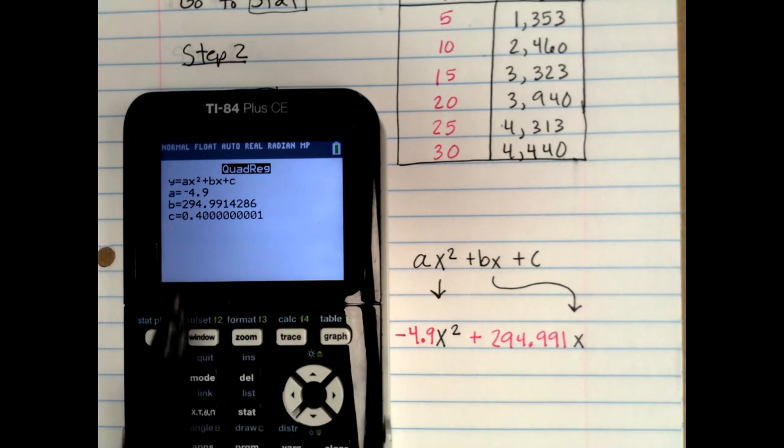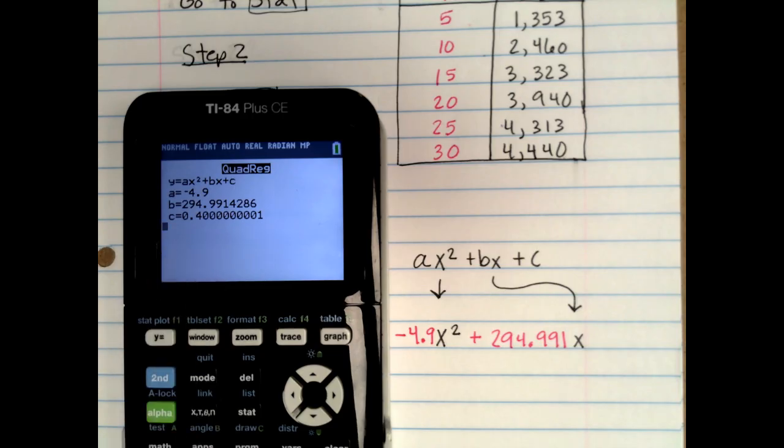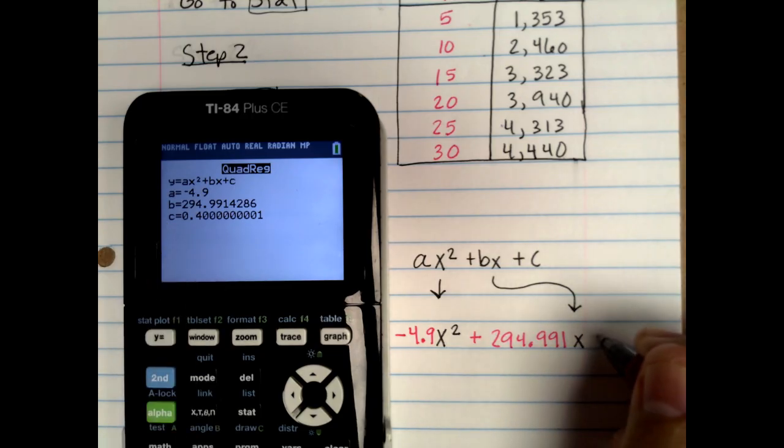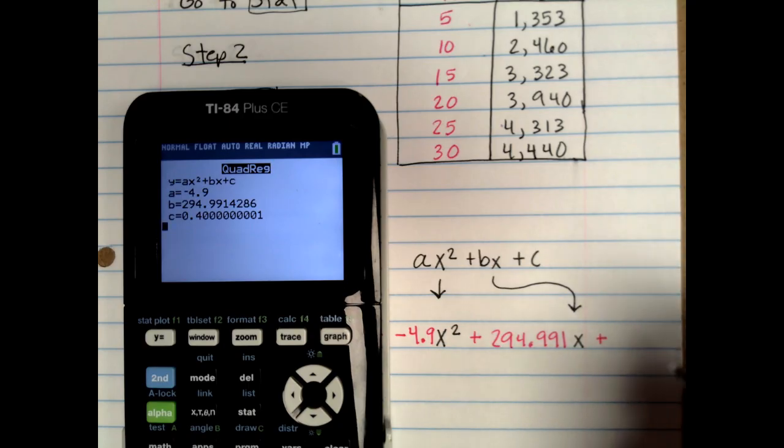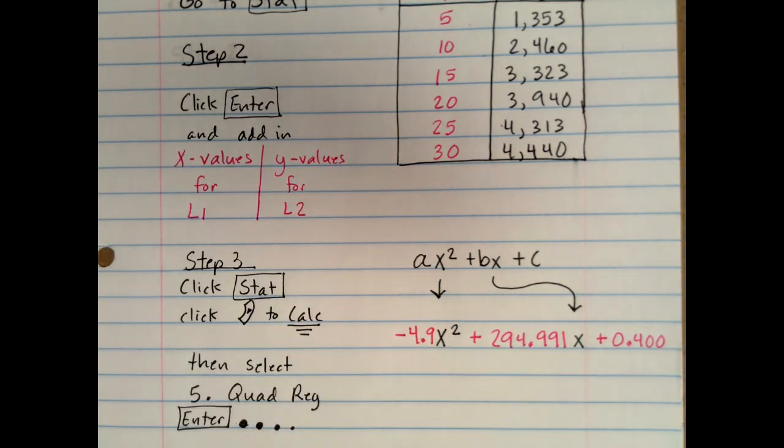Last, we have to put c. Now c is going to be equal to 0.400. So I'm going to put plus 0.400. Once again, 3 decimal places are written.